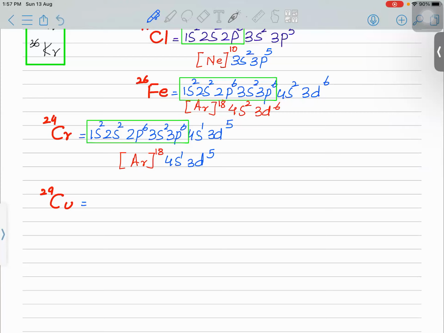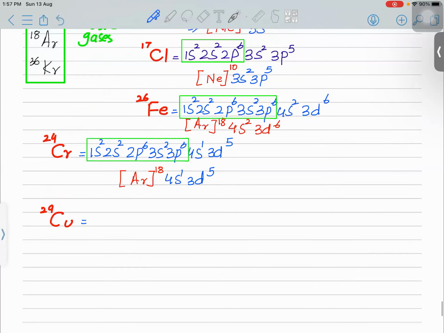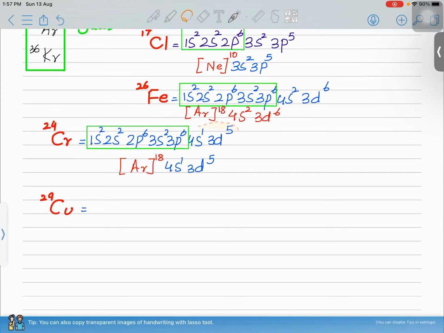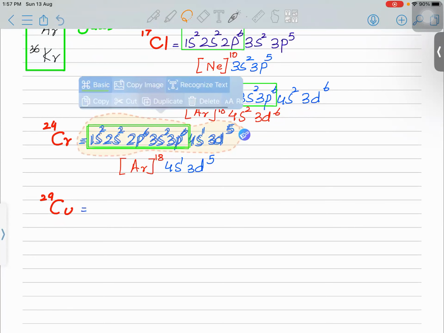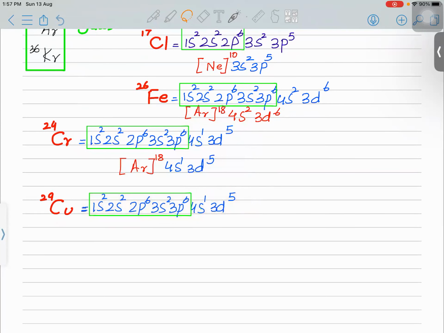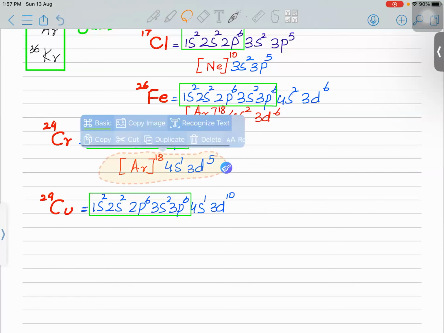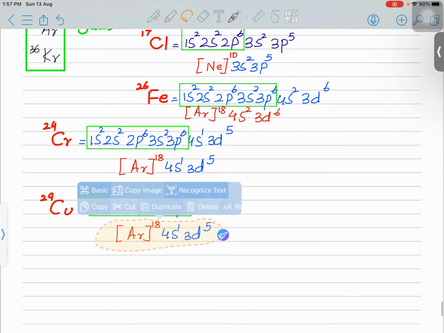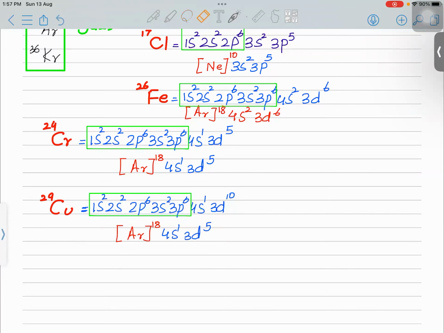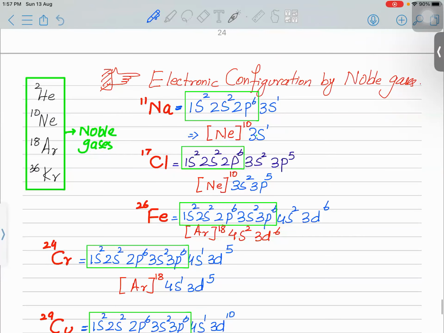For copper: 1s2, 2s2, 2p6, 3s2, 3p6, and 4s1 and 3d10, completely filled, right? This is an exception. Now tell me the electronic configuration with respect to noble gas. It will be argon 18, 4s1, 3d10. This is all about the electronic configuration by noble gases.